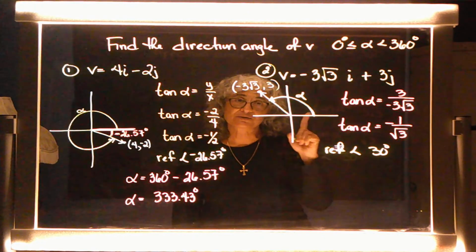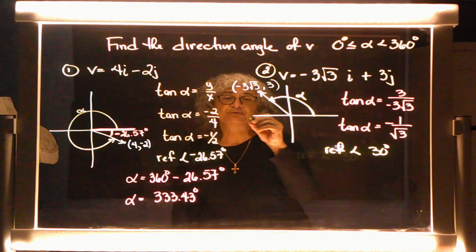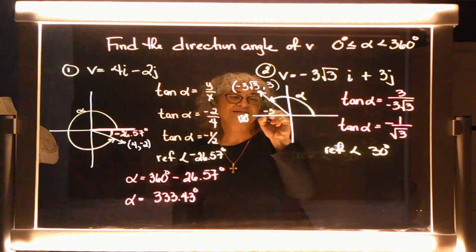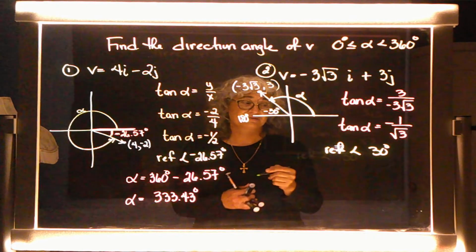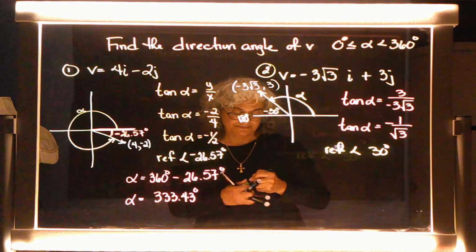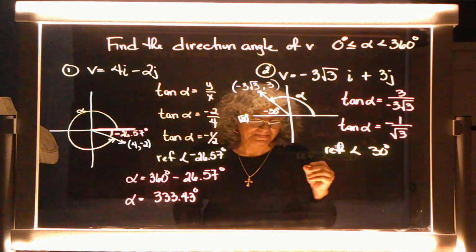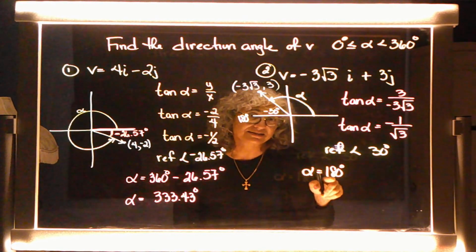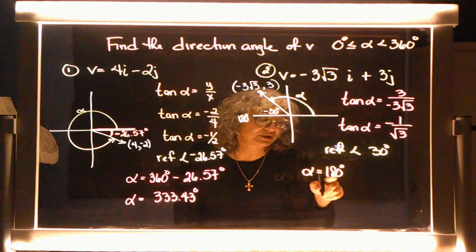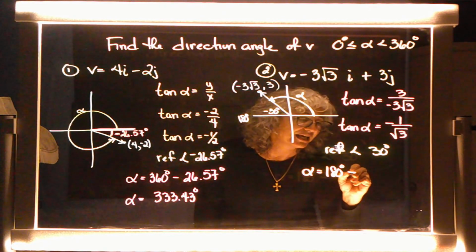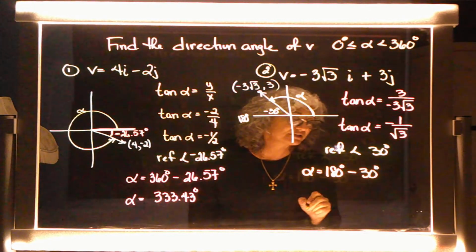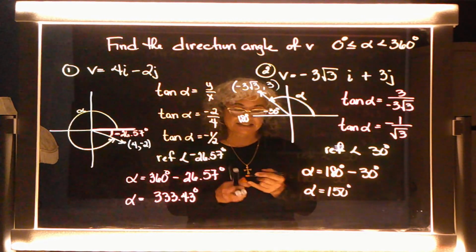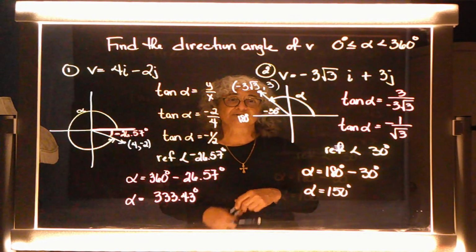But 30 degrees is quadrant 1. I need quadrant 2. So 180 degrees, isn't it? Which means this is a negative 30 degrees. Right? Okay. Which means alpha is going to be the x-axis angle. Since I'm in quadrant 2, I'm going to take the 180 degrees and I'm going to minus the 30 degrees, which means alpha is a 150 degree angle, which is definitely a quadrant 2 angle. Cool?